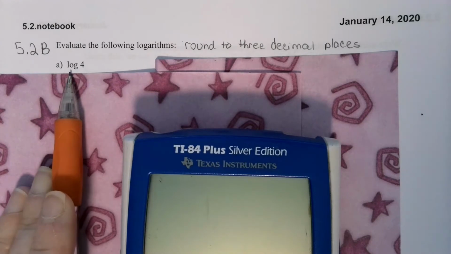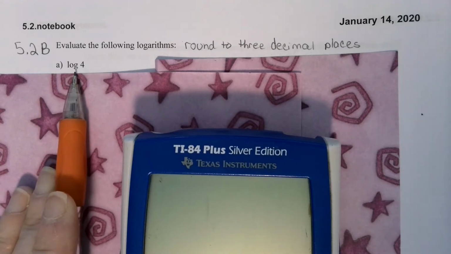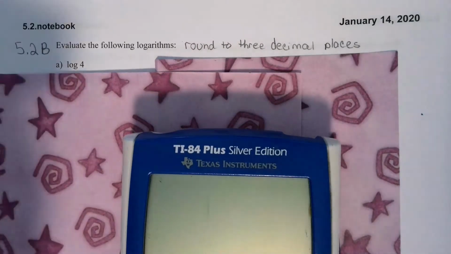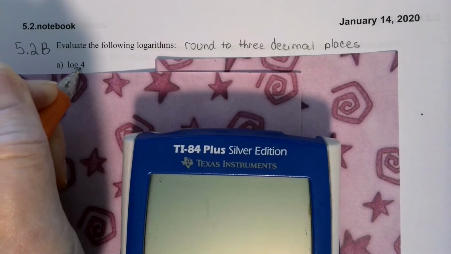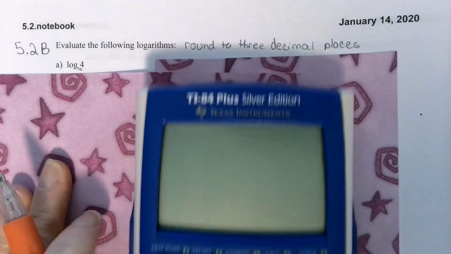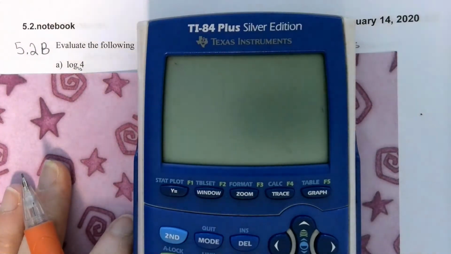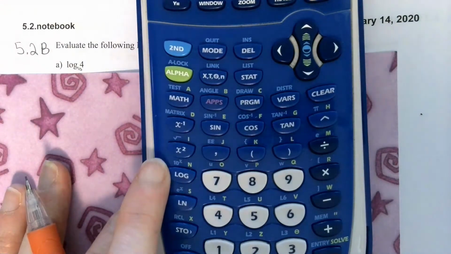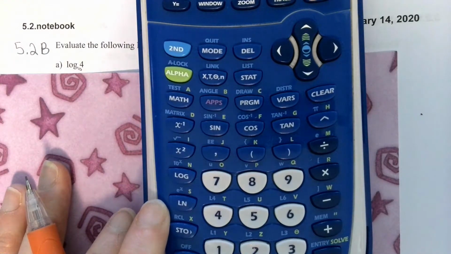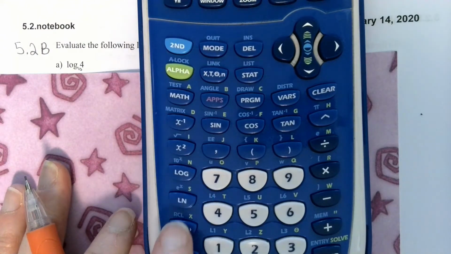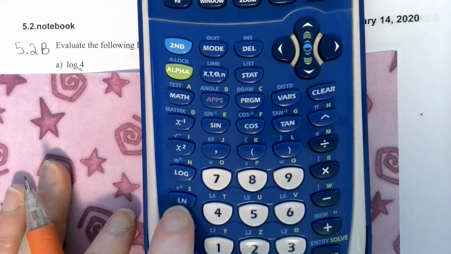Okay, now we have a log button and a natural log button in the calculator. Here, this log, remember, is log base 10. If you don't see a base there, it's understood to be a base of 10. So in our calculator, we have both the log and the natural log button. We use this if it's a base of 10, log. We use natural log if it's a base of e.